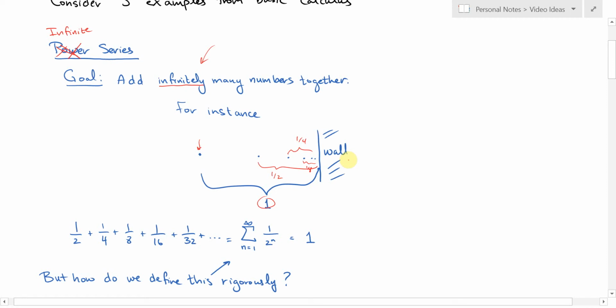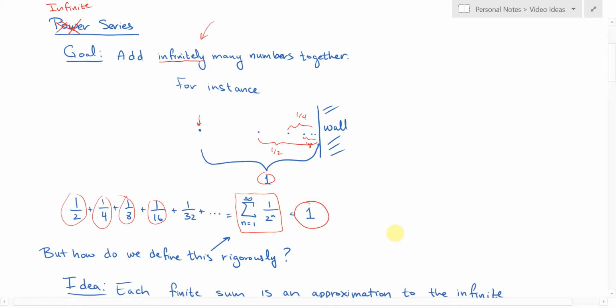Because he's only ever going halfway there, he never actually reaches the wall, but he keeps getting closer and closer and closer. So the first step he took was 1/2, then 1/4, then he took 1/8, then 1/16, and so if you add all of these up in an infinite sum, and here's the notation you're used to, the sum of 1/2 to the n as n runs from 1 to infinity, then that should essentially take him to the wall. Infinitely many steps should take him the full distance to the wall, which was 1 originally. But how do we define this infinite sum rigorously?